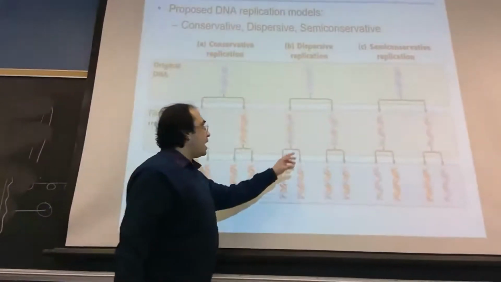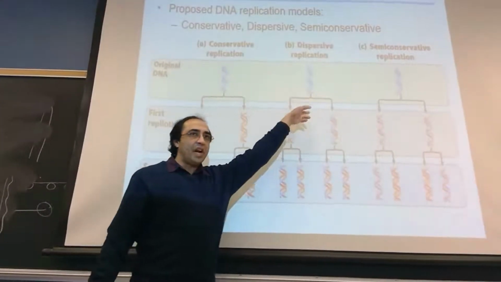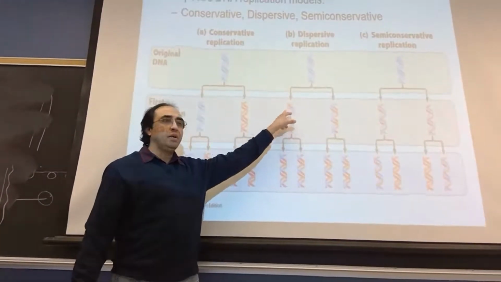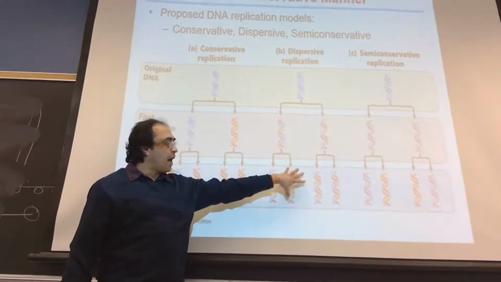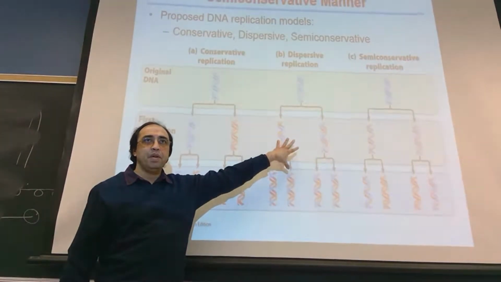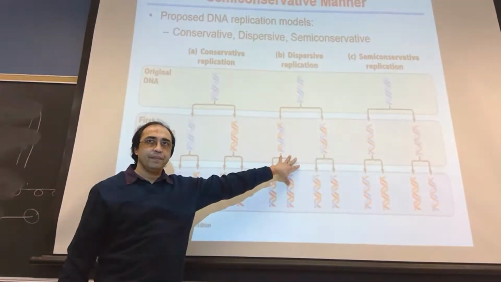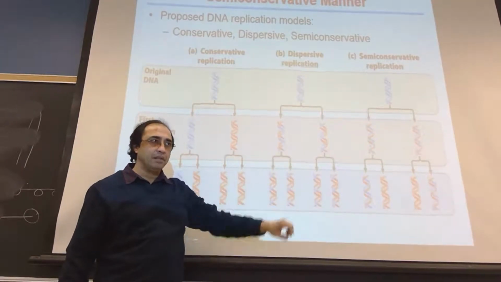Next, the parental DNA strand is broken into pieces and the new DNA is formed there. This pattern is called the dispersive mode of replication.